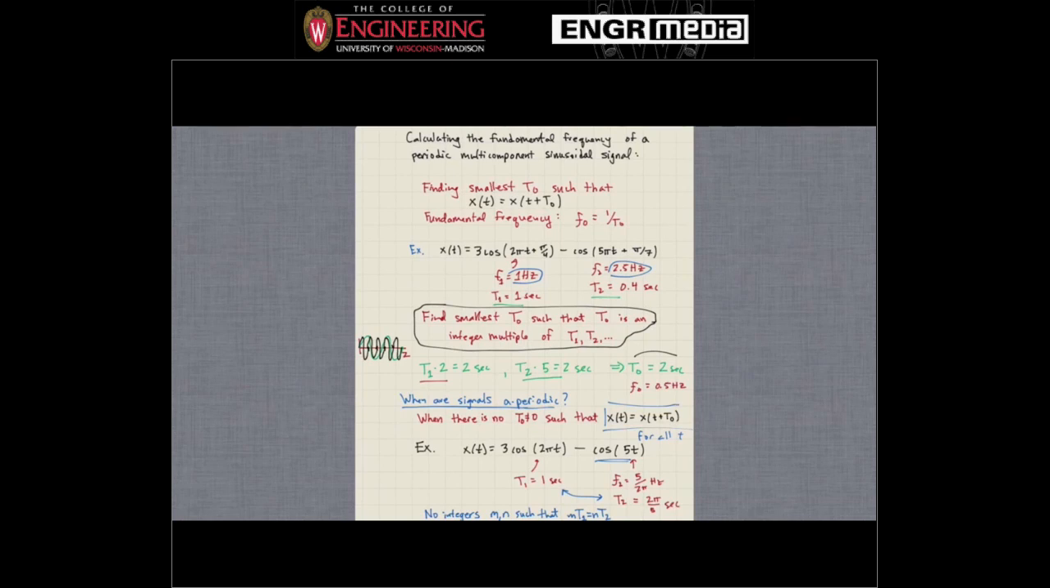And you can think about that if you draw a picture, that you'll never find an integer number of periods of the first term such that an integer number of periods of the second term also lines up. And another way to say that is that there are no two integers, m and n, such that m times the period of the first term, which is 1 second, is equal to n times the period of the second term. Okay? There's no integers that satisfy that for periods of 1 second and periods of 2 pi over 5 seconds.